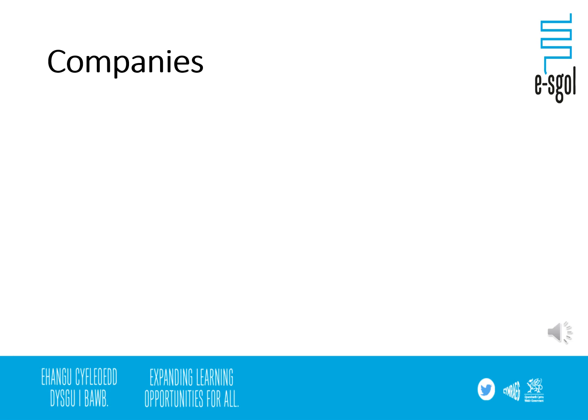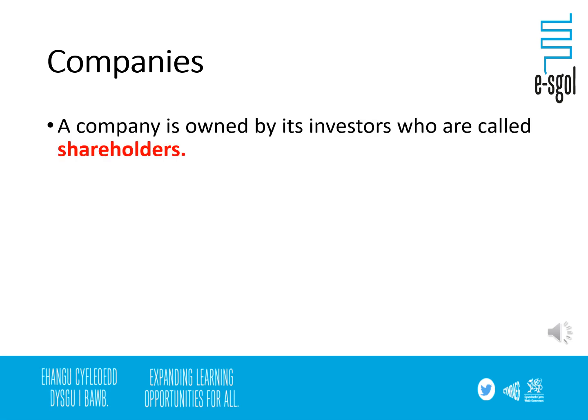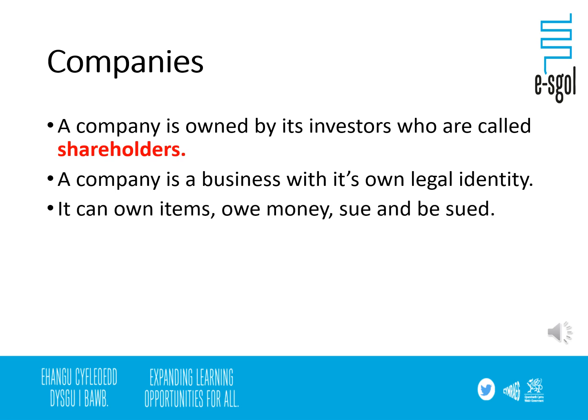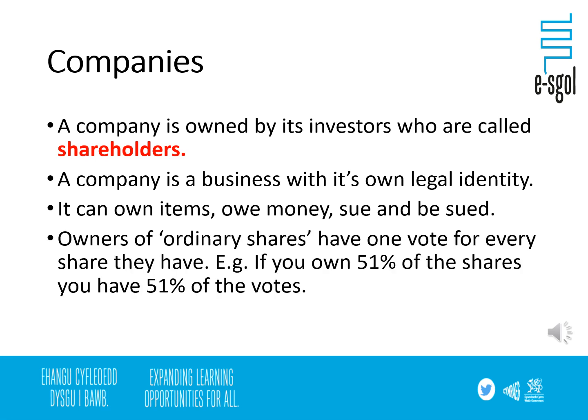Now, another form of business ownership is what is called companies. A company is owned by its investors, who are called shareholders. A company is a business with its own legal identity. So it can owe money, it can be sued, it can sue, and it can own items and property. Owners of ordinary shares have one vote for every share they have. So if you have 51% of shares, you have 51% of the votes, and you would be the majority shareholder.